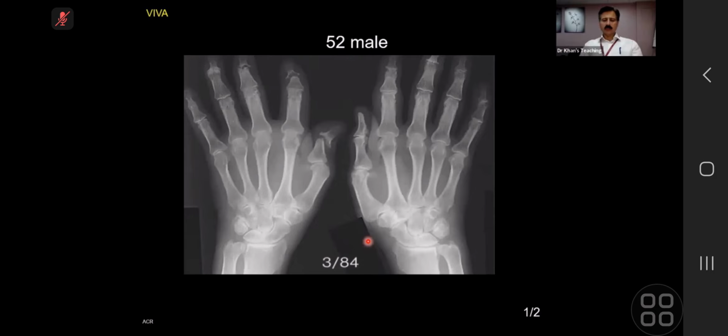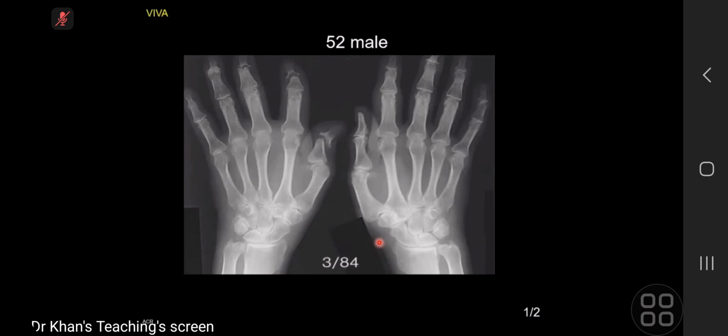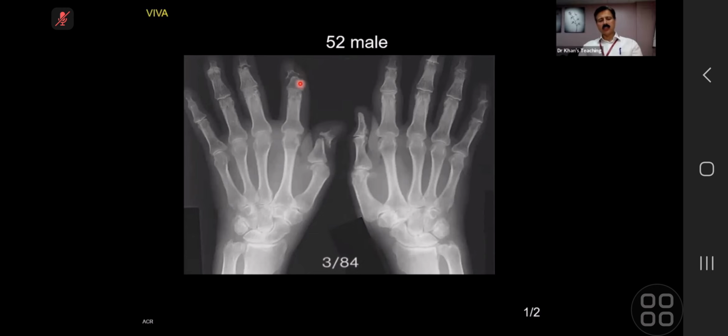Your differential, please. Well done. My differential for this would include rheumatoid arthritis. So my question before you continue, distal interphalangeal joint involvement. Does RA or no? Not for the distal. No. Okay, well done.